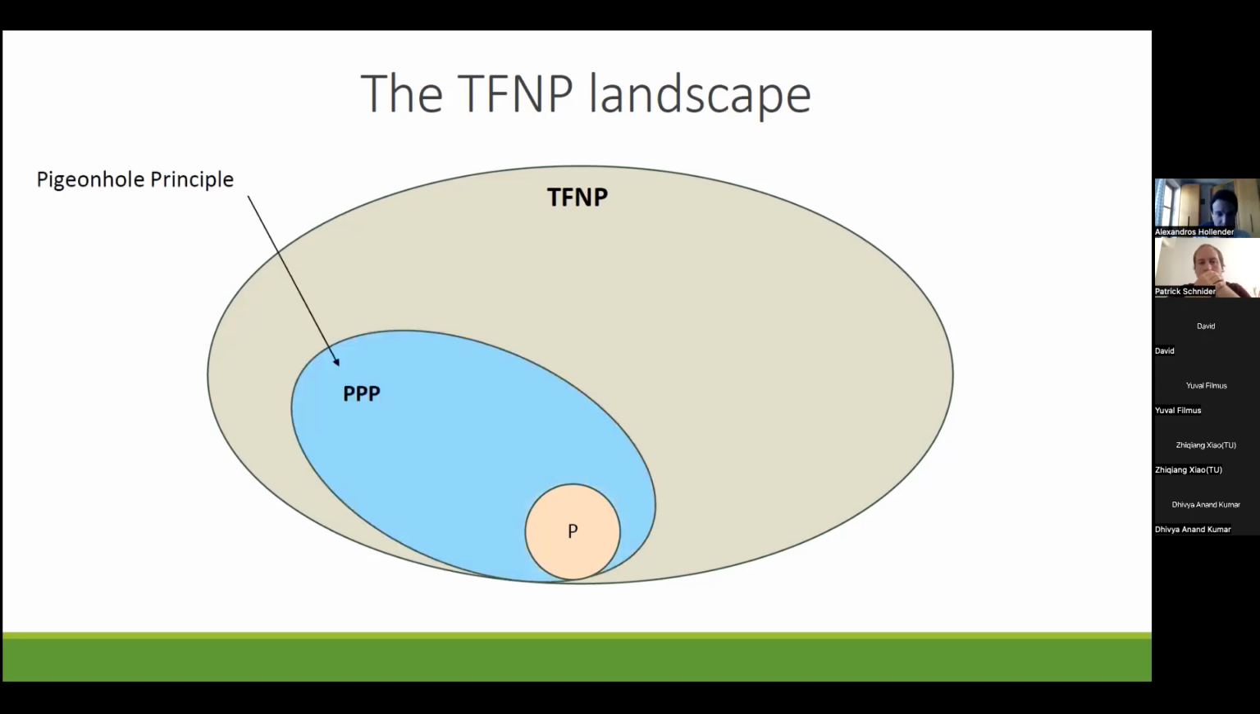So one such class is PPP, and you can think of PPP as containing all TFNP problems where the fact that any instance always has a solution can be proved by using the pigeonhole principle. The general idea is that we classify problems into subclasses of TFNP depending on how the existence of a solution is proved, depending on what the proof argument uses. So if the proof argument uses the pigeonhole principle, then this is a strong indication that, in a certain sense, you can prove that it lies in the class PPP.